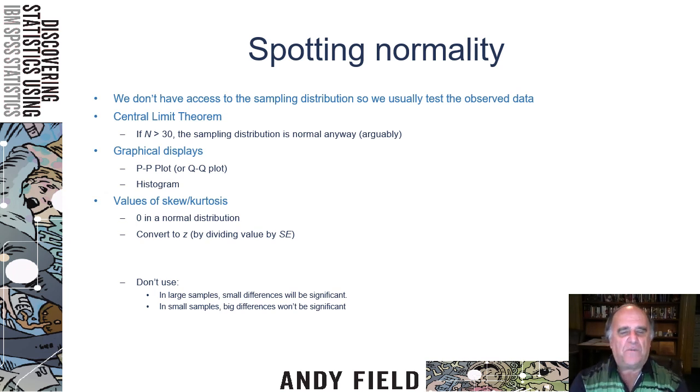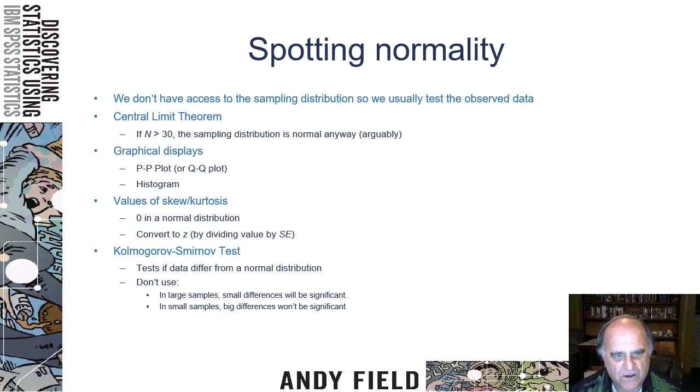Again, we can look at normality a number of ways in SPSS, in R, whatever. Graphical displays, what's called a PP plot, is one way to look at normality. Just looking at histograms. We can look at values of skew and kurtosis. Both skew and kurtosis should be near 0 in a normal distribution.